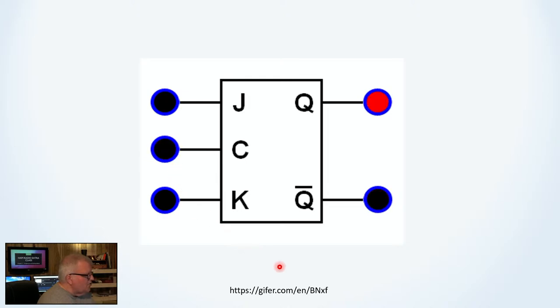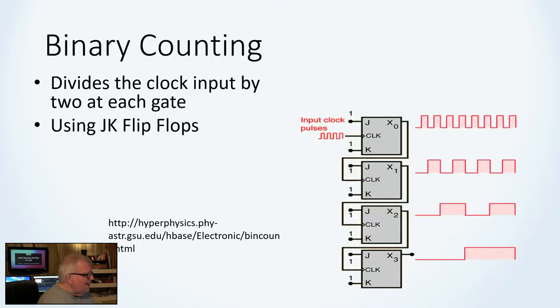And you can use a JK flip-flop for binary counting because it'll divide the clock input by two at each one of these gates. So here, if we have a very fast pulse coming in, here it's been divided by two. That can be run into another JK flip-flop. It's divided by two again. That can be run into another JK flip-flop where it's divided by two again. That can be run into another and it's divided by two again. So a lot of frequency counters and other devices used JK flip-flops for binary counting.